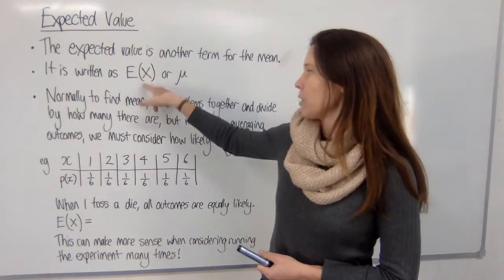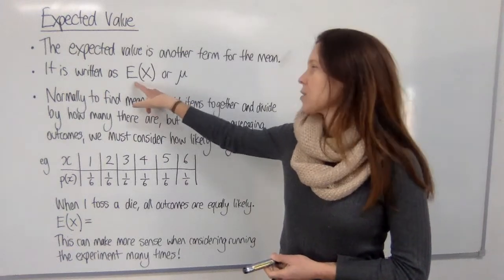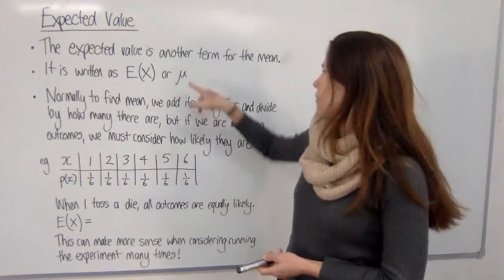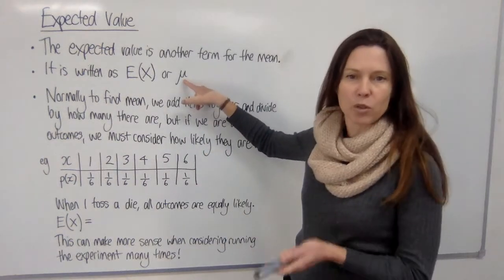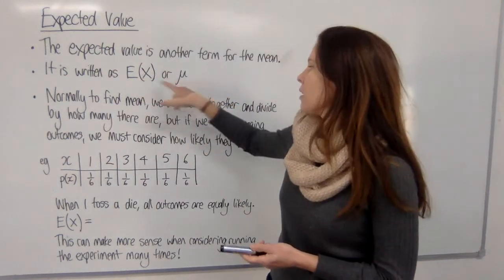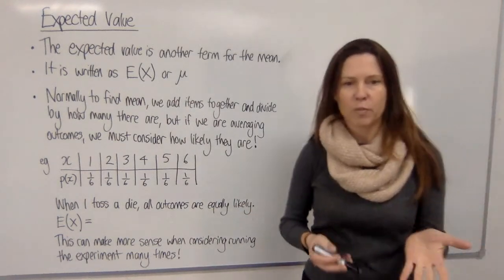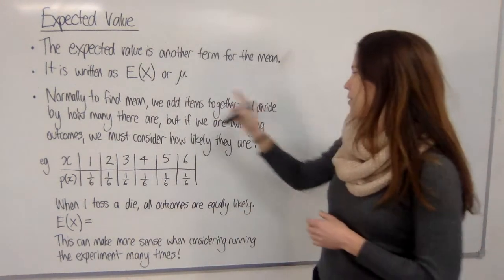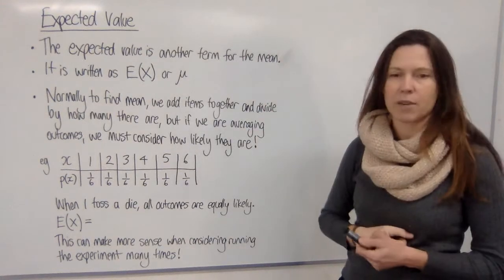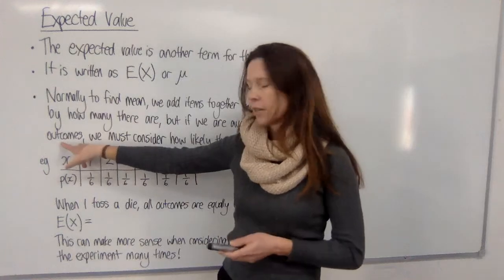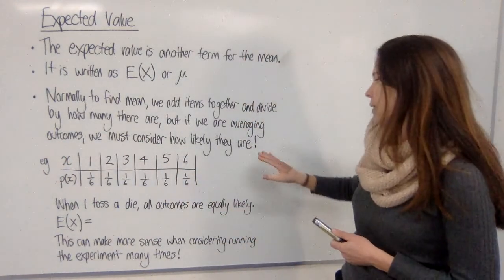Now, this is a capital X, notice, because it's the expected thing of what's going to happen, and that's capital X. We also can use the Greek letter mu. So get used to seeing either of these notations for your expected value. Now, think how you normally find mean. You add things together and then divide by how many there are. But if we're averaging outcomes from an experiment, then you have to consider how likely they are.